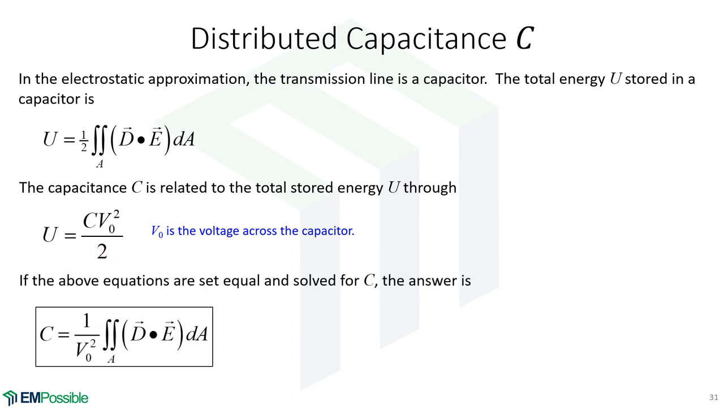So if we solve this expression for C, so we're essentially swapping, we'll bring C over to the side, bring U over to that side, and then we replace U with our integral. Here's the expression we end up with: 1 over the applied voltage squared times this integral. Well, we're adding up D dot E across the entire grid. And in fact, that's actually one statement of code in MATLAB. But we're not getting too deep into the code in this particular lecture. But when we do that, we have our distributed capacitance.